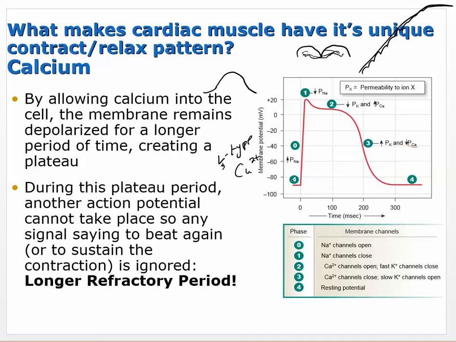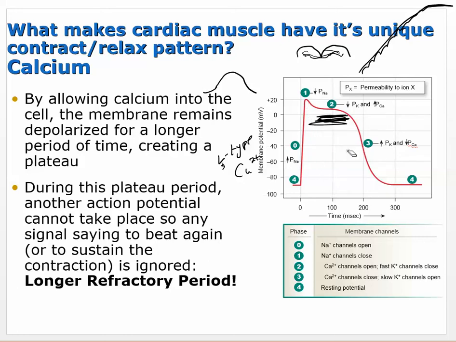Okay, so sodium rushes in, and then normally potassium would rush out in repolarization. But because we have these little calcium channels here that are annoying everything, it stays depolarized for a longer period of time, and then the potassium moves out and you have repolarization. So by allowing calcium into the cell, the membrane remains depolarized for a longer period of time, which creates this plateau. So straight down like normal, and then you're ready for another one.